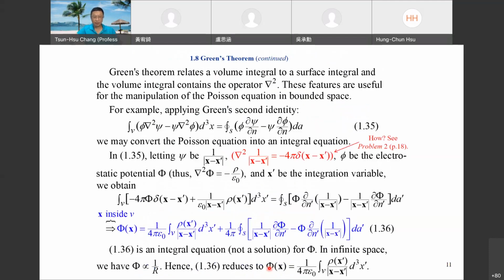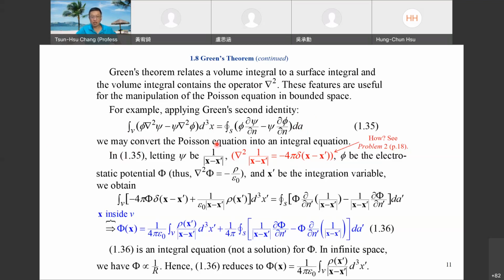Next slide. Green's theorem relates a volume integral to a surface integral. Volume integral 体积分 to a surface integral. This is the surface integral. Volume integral, surface integral, just like divergence theorem. The advantage, let me show you a simple advantage.